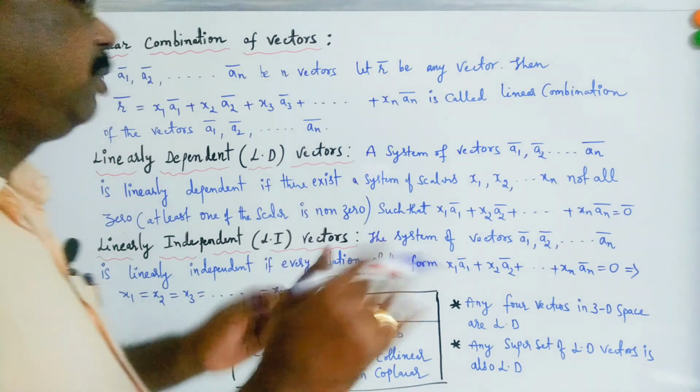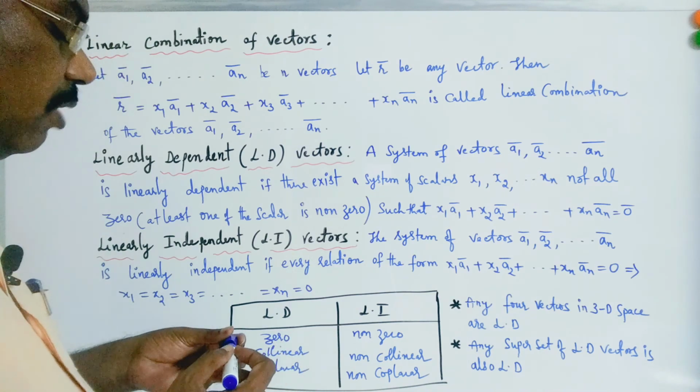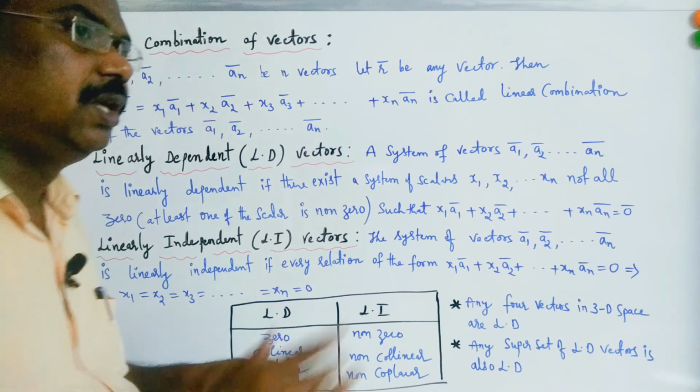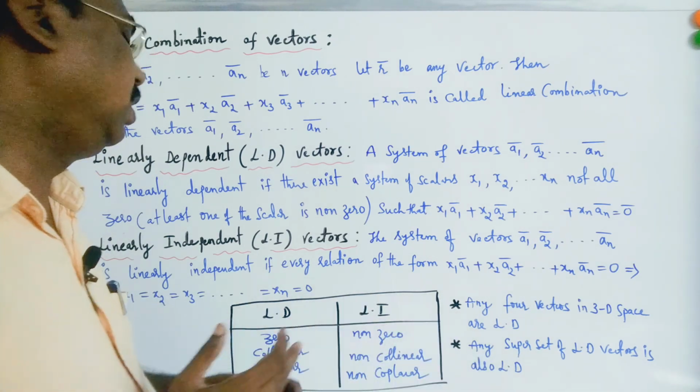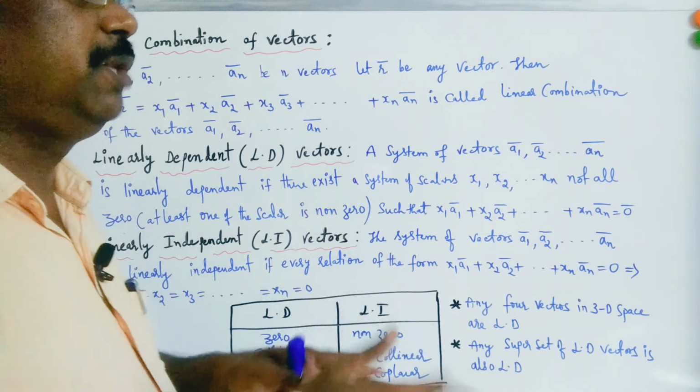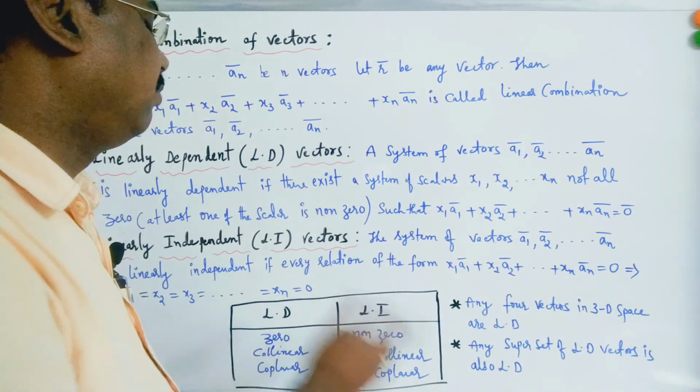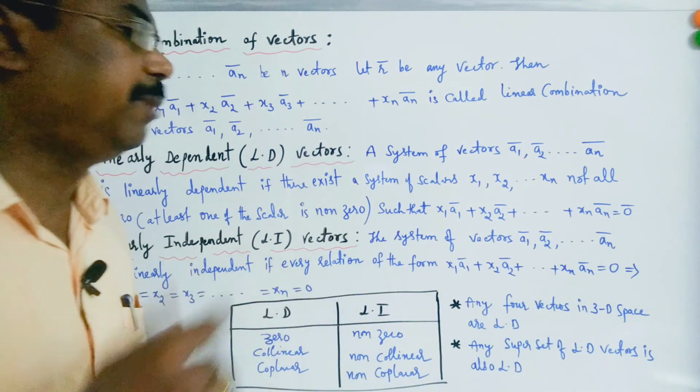If A bar, B bar, C bar, three vectors, are given, now find the determinant. If A, B, C are coplanar, the given vectors are linearly dependent vectors. If A, B, C are non-coplanar, the given vectors are linearly independent vectors.